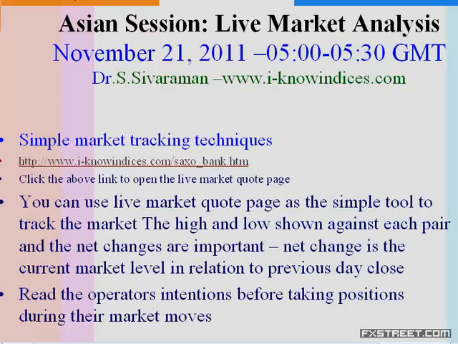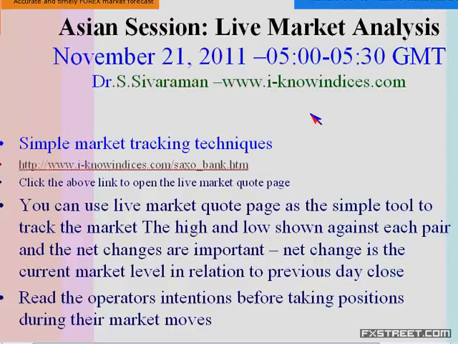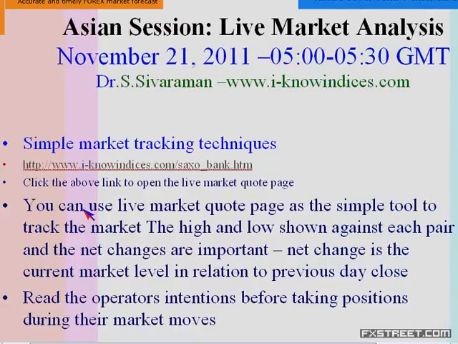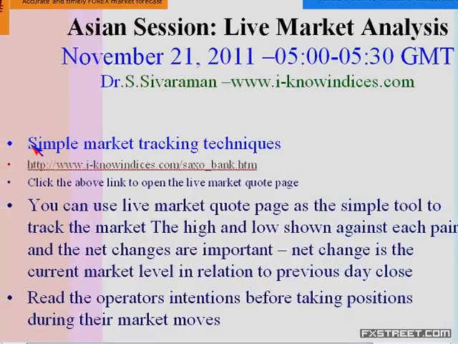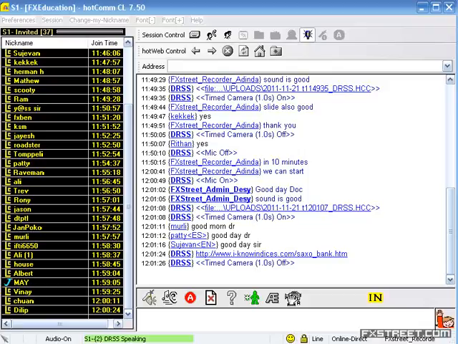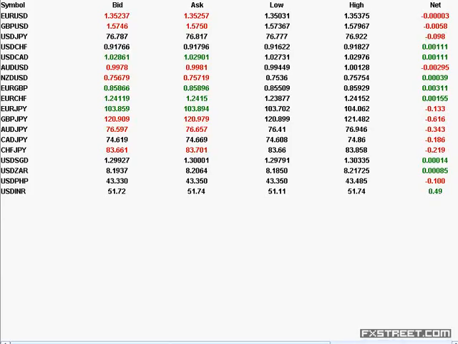I displayed the PowerPoint presentation. So, Asian session live market analysis on November 21st between 5 and 5:30 GMT. We will review the market using the live market code page. I've given the link for the same. Let me display the camera over that of the live market code page. Now you should be able to see the live market code page.